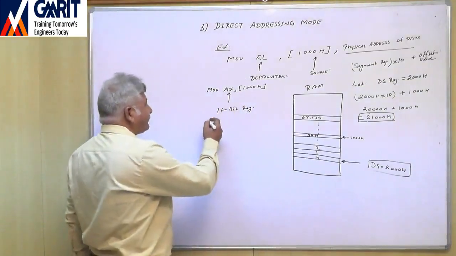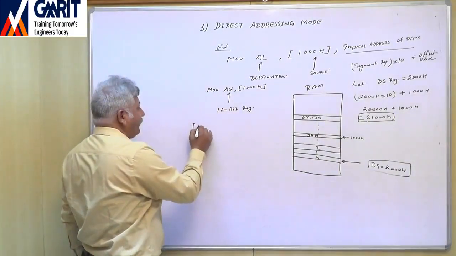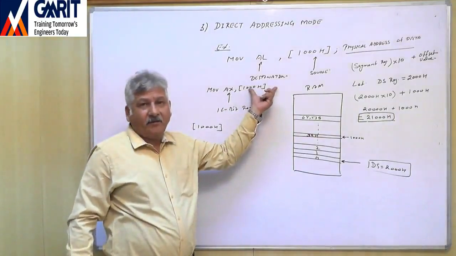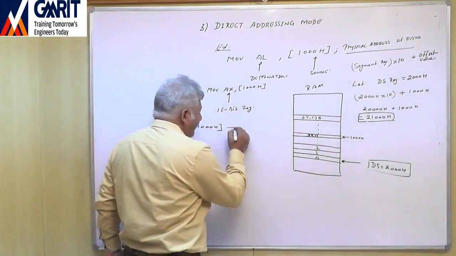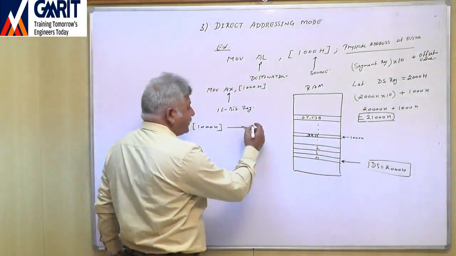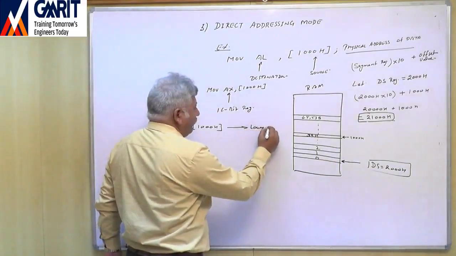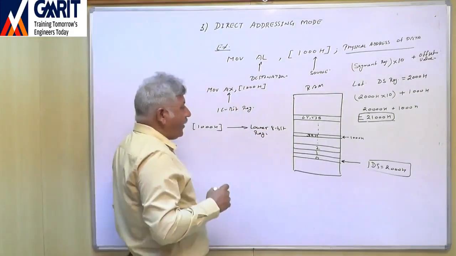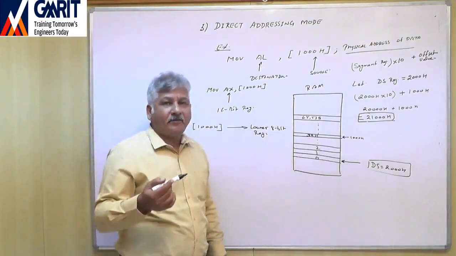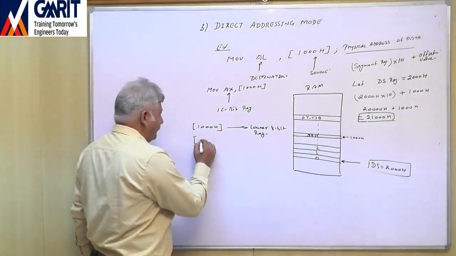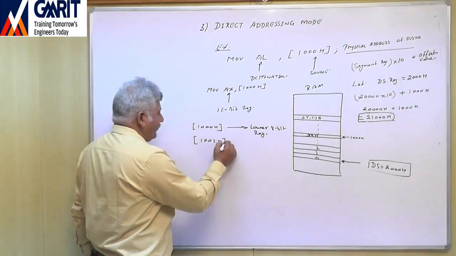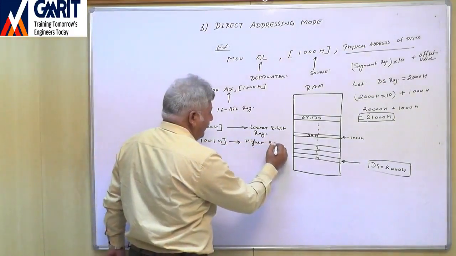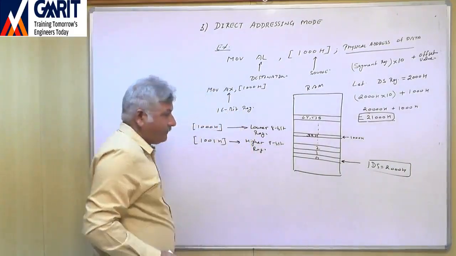So always remember, from this offset 1000H, whatever offset address is given with the instruction, from that offset address data will be moved into the lower 8-bit register, right? And from the next offset address, which is 1001, data will be moved into the higher 8-bit register. Right?